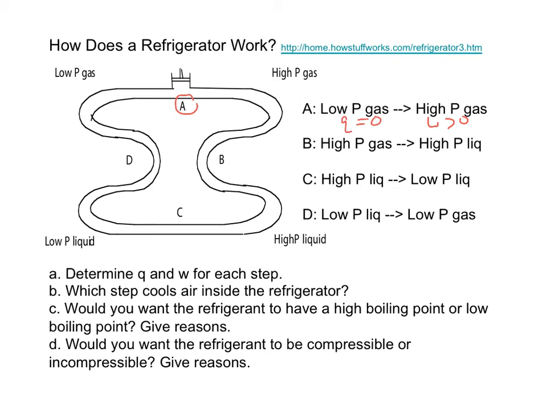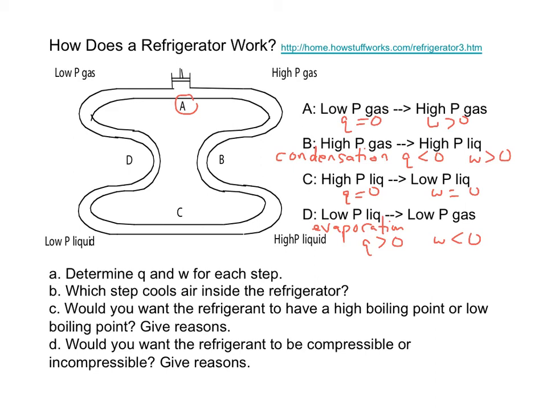Stop the video and determine Q and W for steps B, C, and D. So here are the answers. Condensation is exothermic, so Q is less than 0. Note that we have 1 mole of gas going to 0 moles of gas, so delta N is negative, delta V is negative. That makes work positive. In step C, a high pressure liquid goes to a low pressure liquid. We can assume that no heat or work is involved.